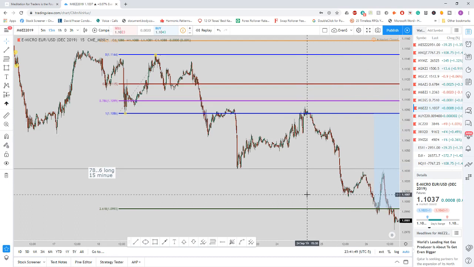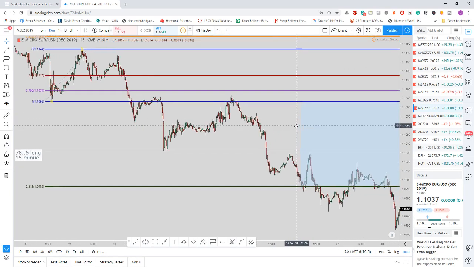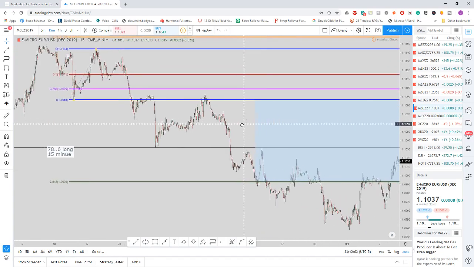So when price hits 261.8, we move the exit just below the 100% level, and that's the last time we're going to move it. So let's see what's happening. And this trade right here is one I am currently in.